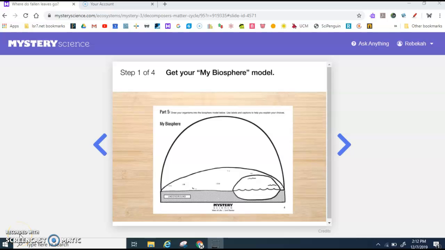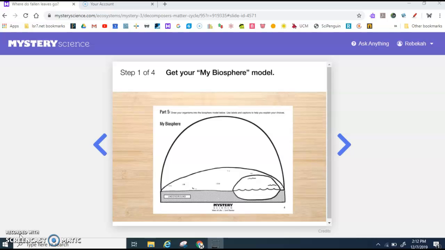Hi scientists! We have learned that decomposers break down dead or decaying matter and make them nutrients that are a part of the soil. Then the plants grow in the soil and then animals eat the plants. And it's a cycle that happens over and over.